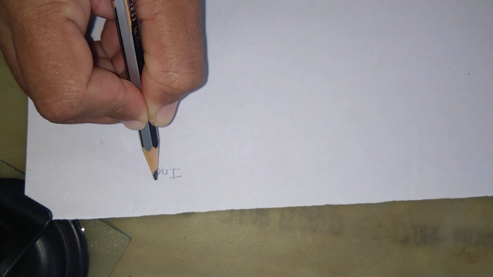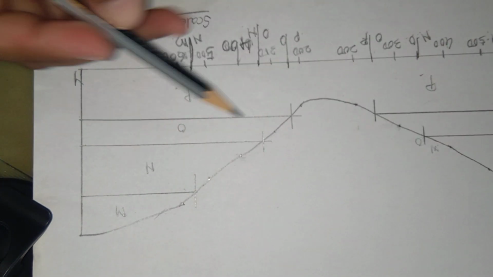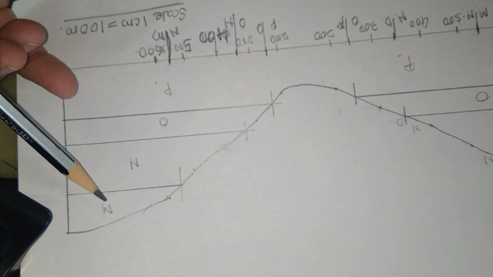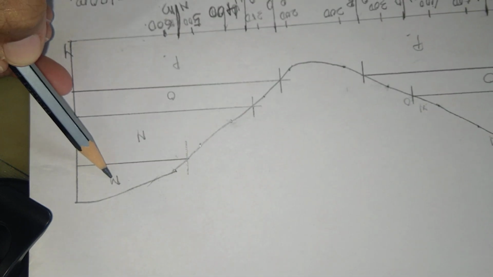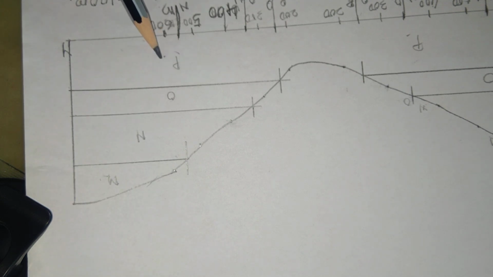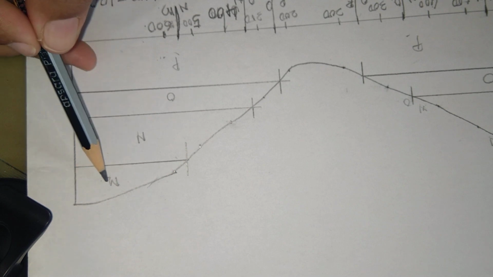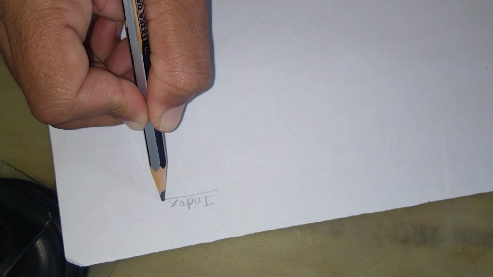Now we are going to write the order of superposition. So what is order of superposition? Now we can see here which is the younger and older bed we can identify. So the bed which is at the top, that is the younger bed, and the bed which is at the bottom, that is the older bed. So here M is the younger bed and P is the older bed. This is called the order of superposition.